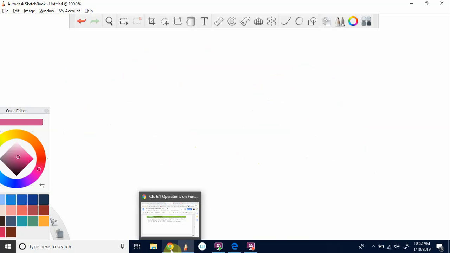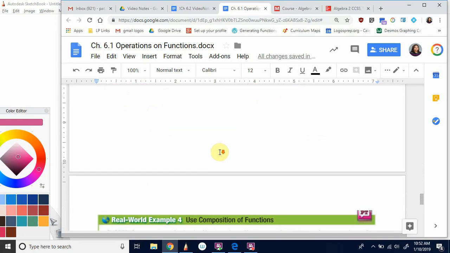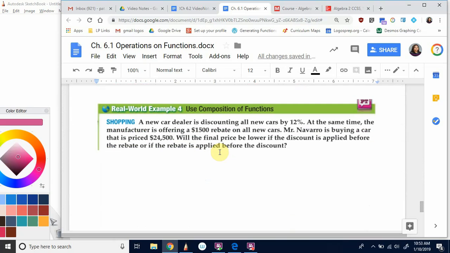Now, why do we use this? We use this in real world situations. And it's important to note, again, that f of g and g of f may not necessarily be equal. So let's look at real world example 4. It says a new car dealer is discounting all new cars by 12%. At the same time, the manufacturer is offering a $1,500 rebate on all new cars. Mr. Navarro is buying a car that is priced at $24,500. Will the final price be lower if the discount is applied before the rebate or if the rebate is applied before the discount? So they need us to do f of g and g of f, right?